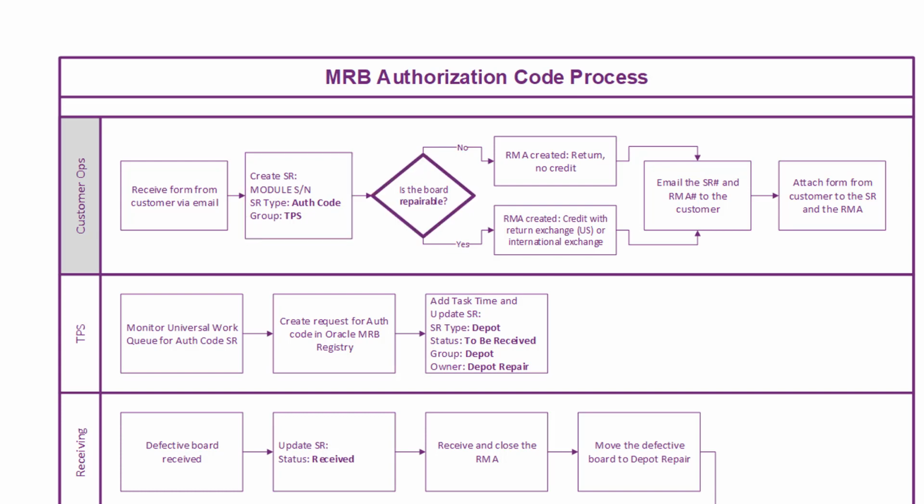Next, there is a decision: is the board repairable? If the customer indicates no, an RMA with a no credit return is initiated. If the customer indicates yes, an RMA with a credit with return exchange is initiated. Next, customer operations replies to the customer's email with the service request number and RMA number. Finally, customer operations will attach the authorization code request worksheet to the service request and RMA.